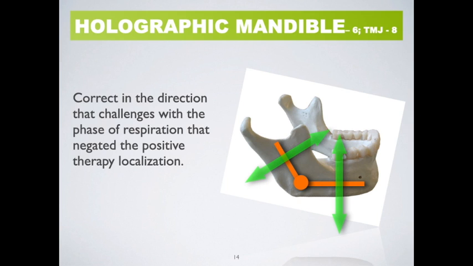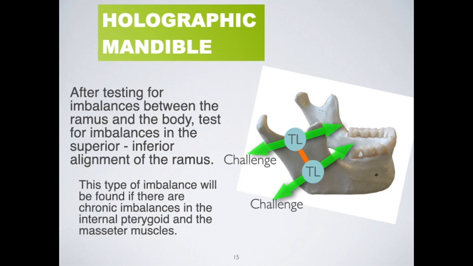That's true. You also, I would, after testing imbalances between the ramus and the body, test for imbalances in the superior-inferior alignment of the ramus. Basically bend the bone any way you can think of, and then test for weakening of strong indicator muscle. Phase of respiration, and that's your correction. And you might find more than one. You just go all around.